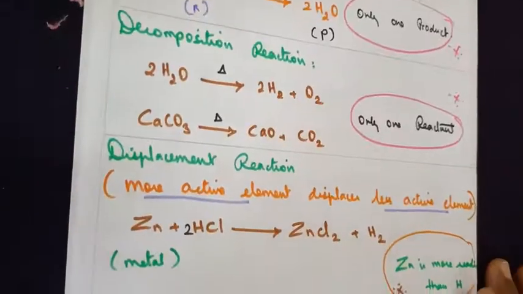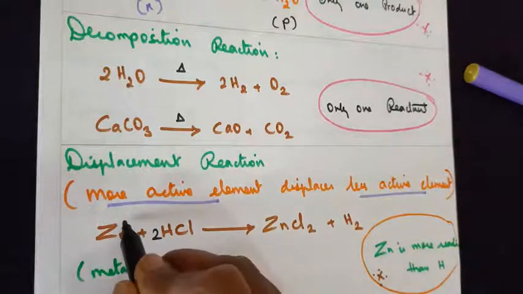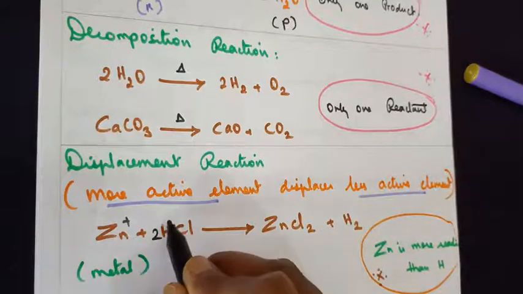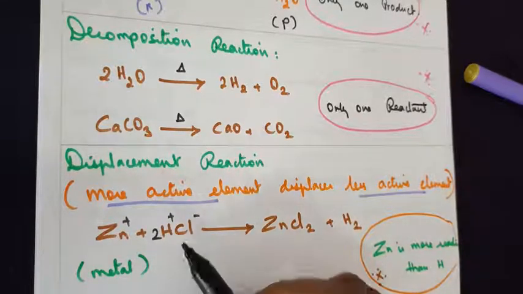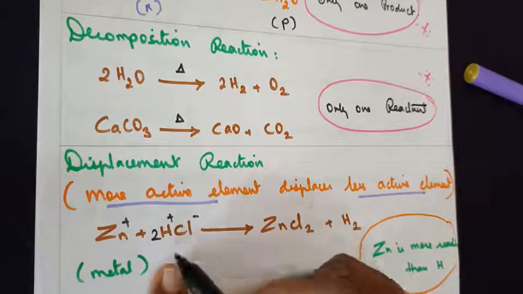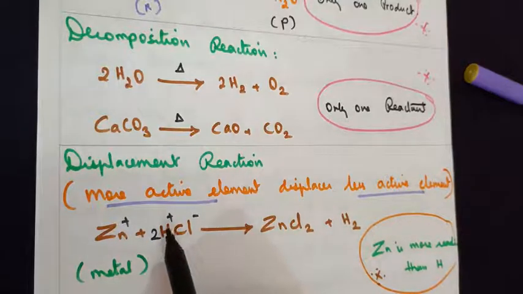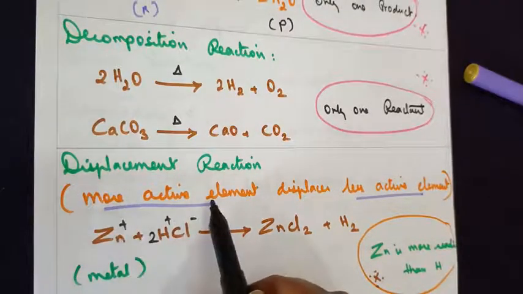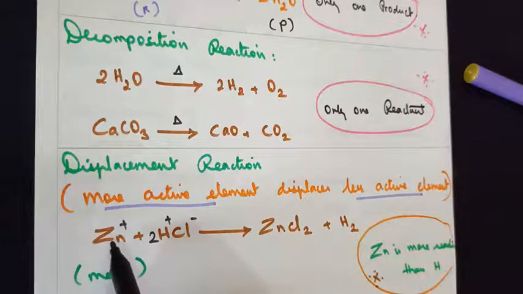If you look at the displacement reaction, to explain it better, zinc is a positive ion. H plus is a positive ion, Cl minus is a negative ion. Now in this case, Cl has no partner to exchange with. So between the two positive ions, exchange takes place. Hence we find that more active element displaces less active. We have seen it in the reactivity series: zinc is more reactive than hydrogen, hence the displacement takes place.